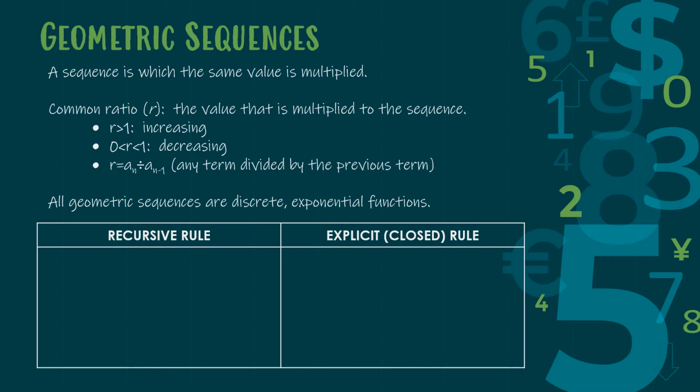We've already discussed the recursive rule. The recursive rule is given to you by a sub 1 equals, and you're going to fill in that number, the first term in the sequence, and then a sub n equals the common ratio times the previous term, which is a sub n minus 1.